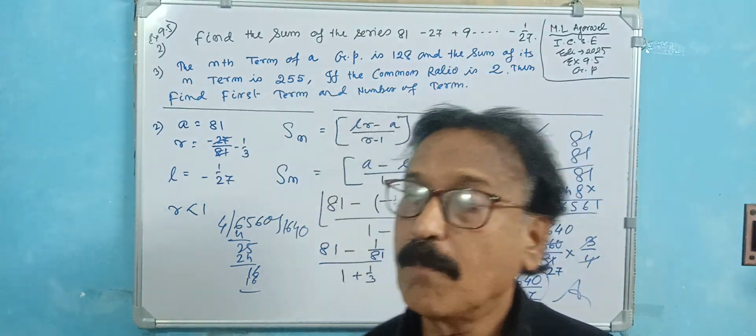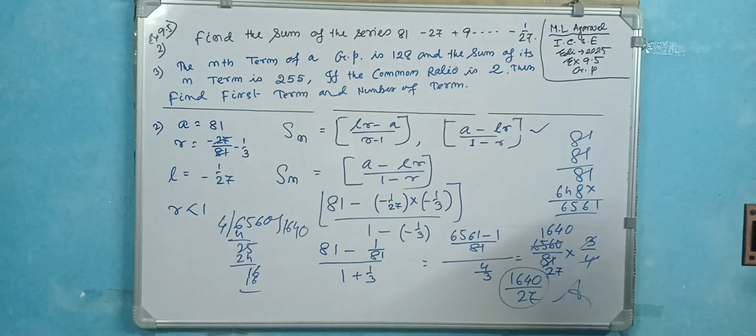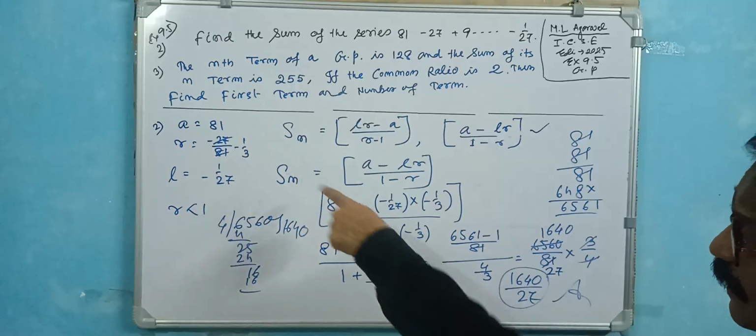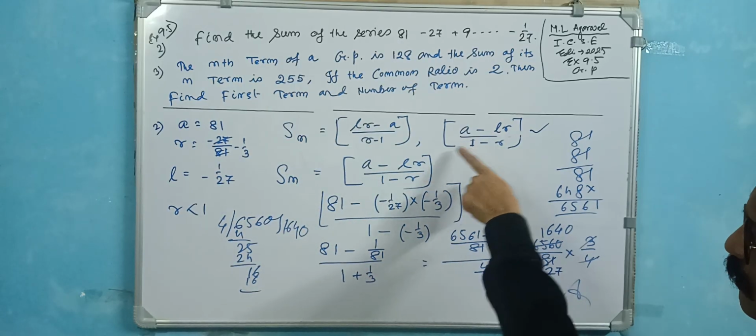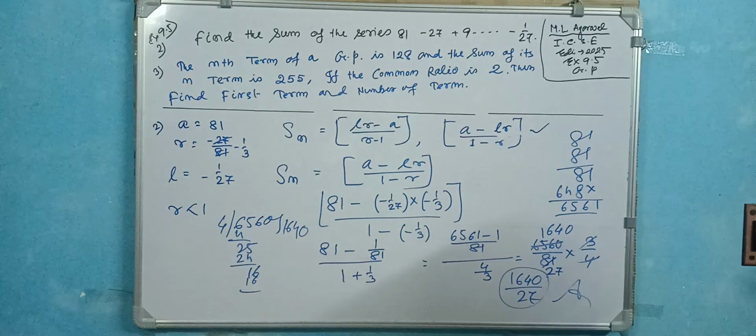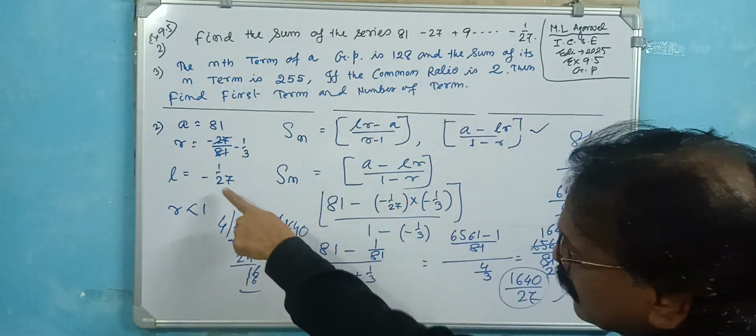Just the proper formula in the proper place, and the calculation must be right. Okay. It's clear to you? This is A. Here this formula uses A minus L. This is L. You just remember this is 1 minus R. So A is 81. L is minus.